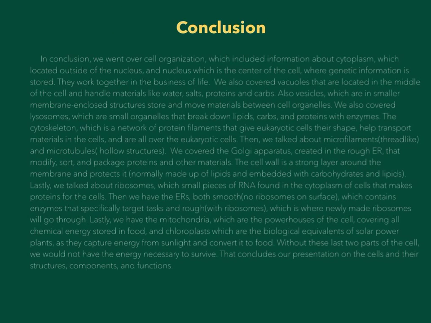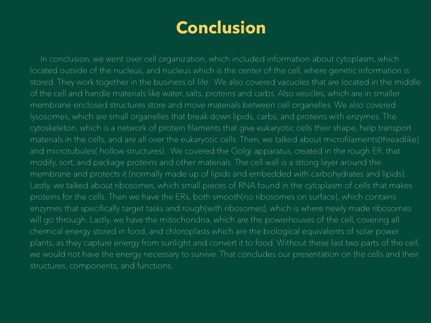Conclusion. In conclusion, we went over cell organization, which included information about the cytoplasm, which is located outside of the nucleus, and the nucleus, which is the center of the cell, where genetic information is stored. They work together in the business of life. We also covered vacuoles that are located in the middle of the cell and handle materials like water, salts, proteins, and carbs. Also, vesicles, which are smaller membrane-enclosed structures that store and move materials between cell organelles.